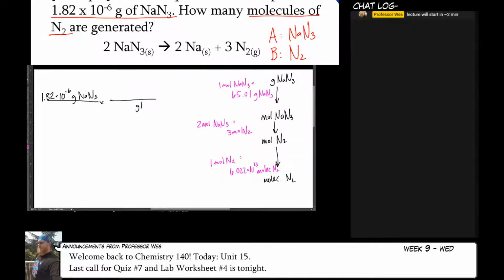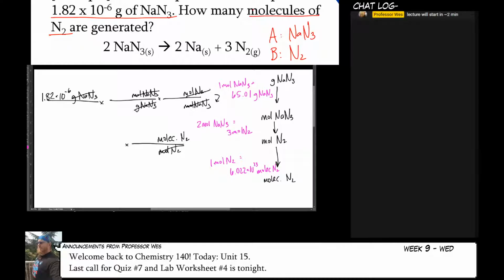So we'll do the dimensional analysis. Turn grams into moles. Then we'll turn moles of NaN3 into moles of nitrogen, then we'll turn moles of nitrogen into molecules of nitrogen.